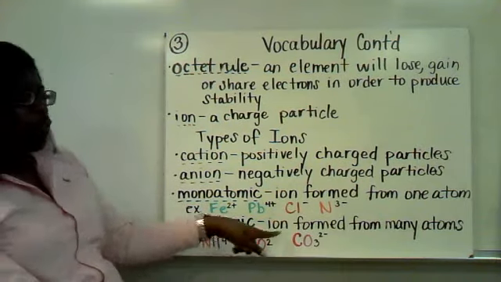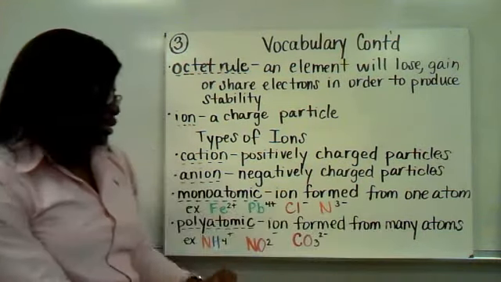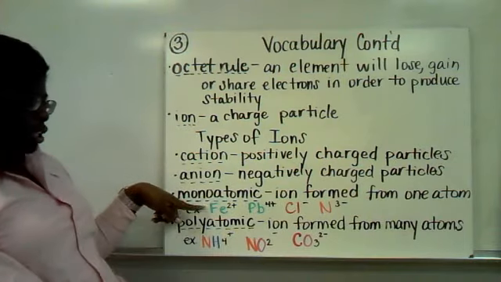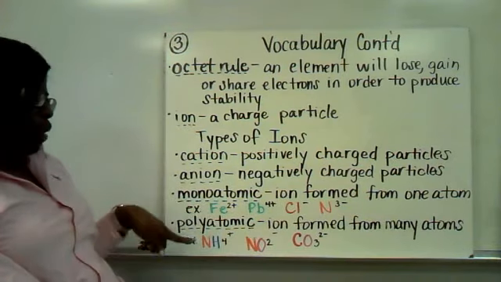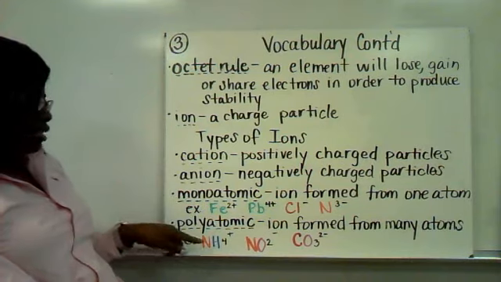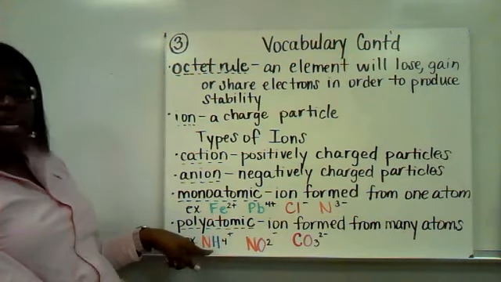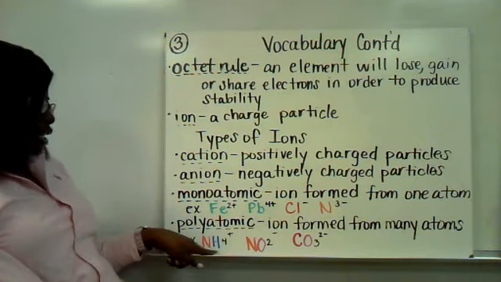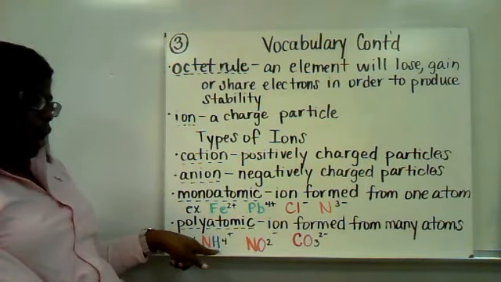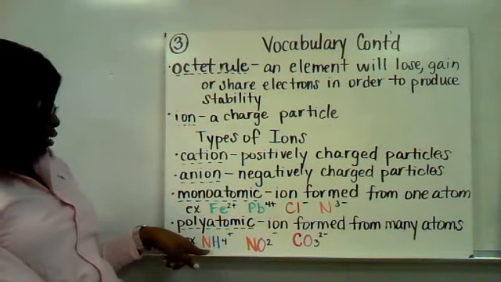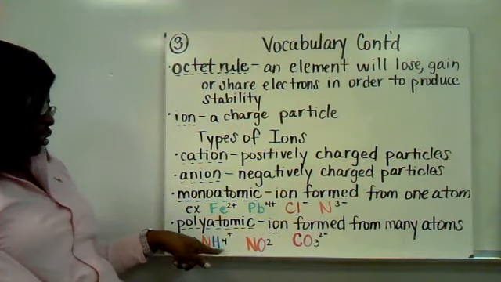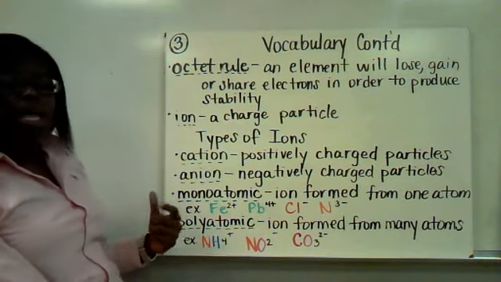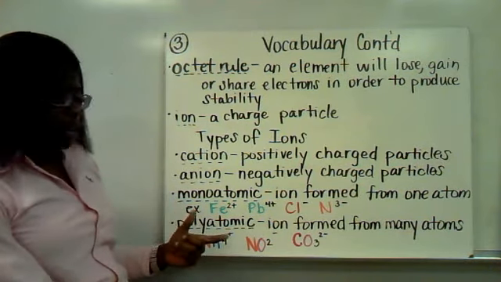Polyatomic ions are formed from many atoms. So the same sheet that you have the information about your monatomic ions, you also have your polyatomic ions. So notice that the polyatomic ion here has nitrogen and hydrogen. It has 4 hydrogens specifically. So your nitrogen and your 4 hydrogens form this polyatomic ion called ammonium.